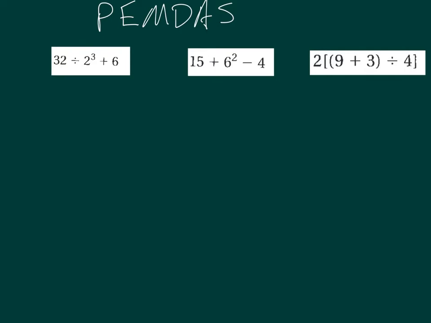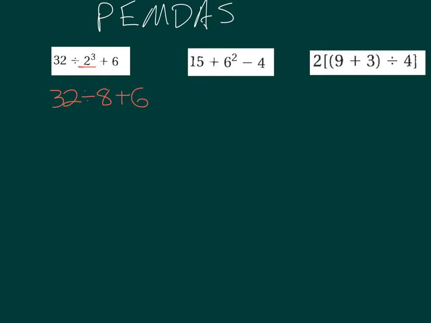So, for this first example here, let's go with red. So, I don't see any parentheses, so I can move right to my next step, which is exponents. And I notice I have an exponent right here. I have 2 to the third power. So I need to take care of that first. So 32 divided by, now 2 to the third power, that's 2 times 2 times 2. So that's going to give me 8 plus 6. So I have 32 divided by 8 plus 6.